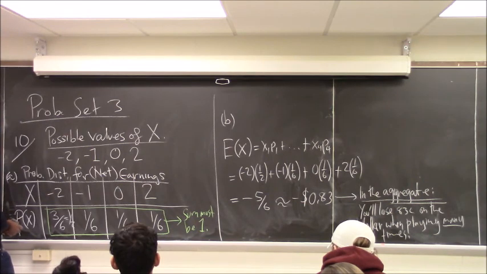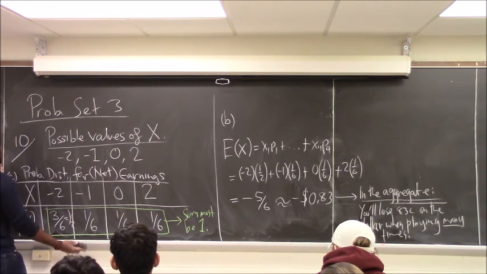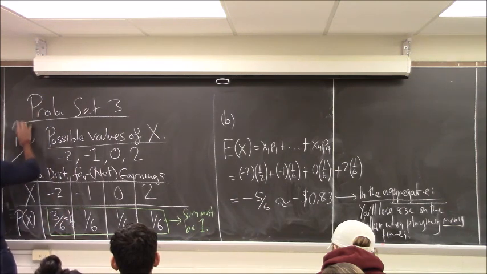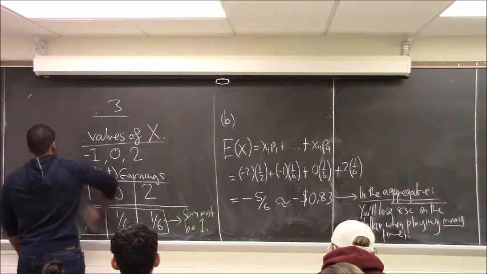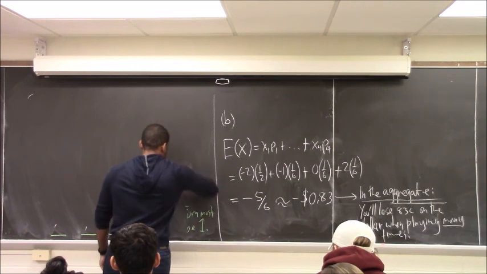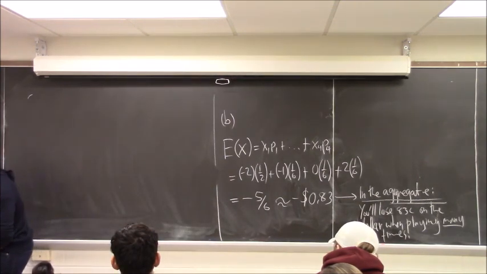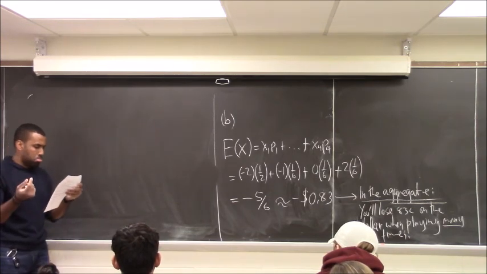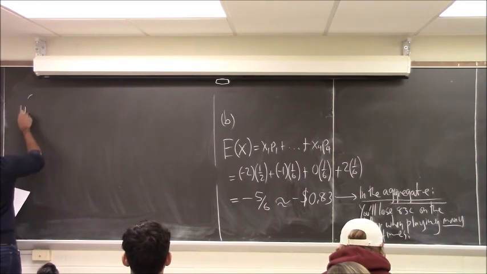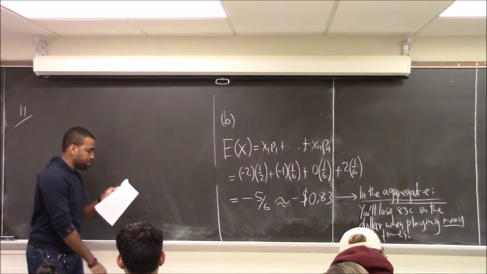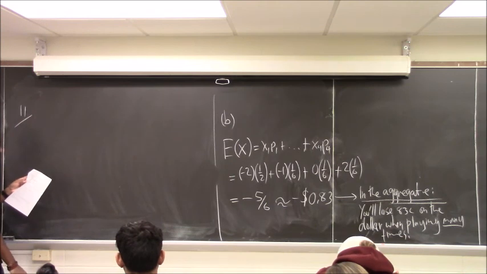So that was problem 10. I just wanted to make sure you knew how to construct a probability distribution table and compute an expected value. Problem 11 is the next one, which is very similar. I gave it to 2 different groups. You have a different game.